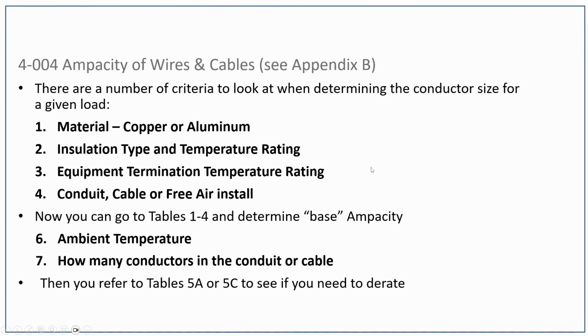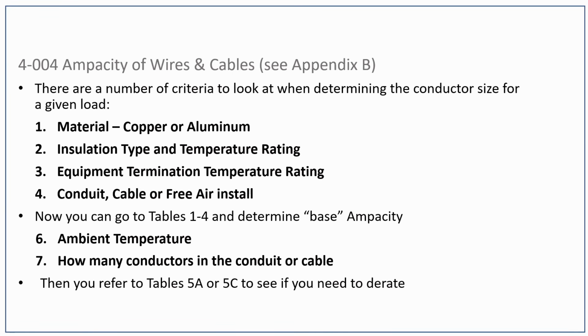So there's a number of different things we're going to look at in 4004. Just summarizing them, we're going to look at whether we're using copper or aluminum conductors. Those are going to have different tables and different ampacities based on the physical characteristics of copper and aluminum. Then we're going to look at the insulation type and the temperature rating. Is it T90? Is it RW90? Is it TW75?